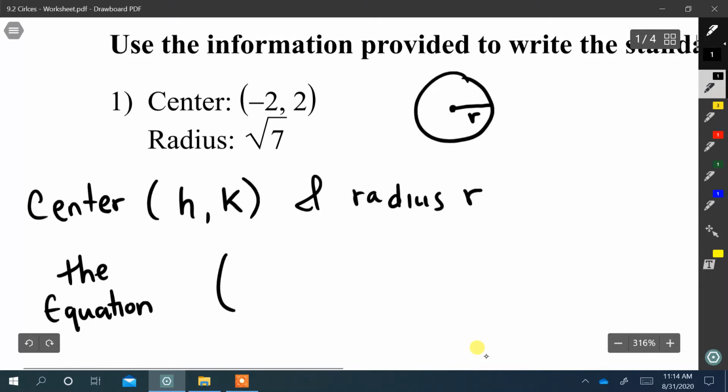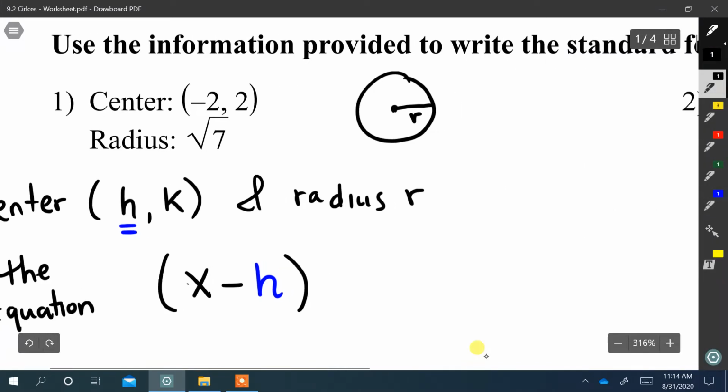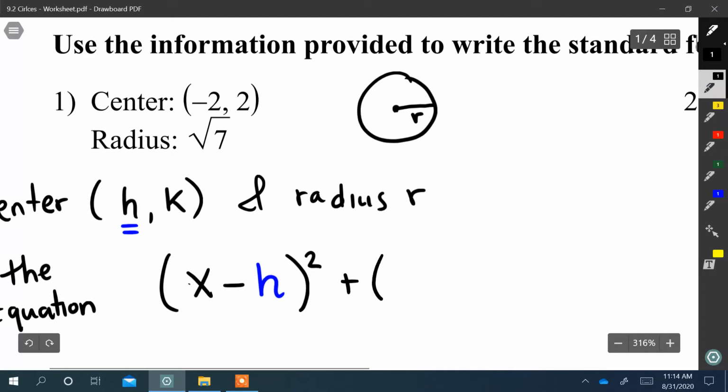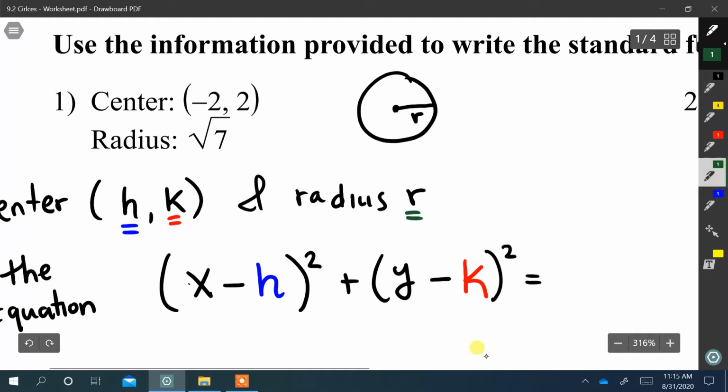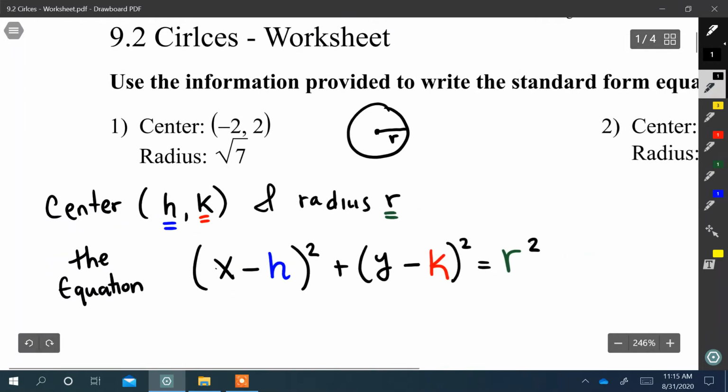It's x minus h, and the h is what changes. The h is this h right here. Squared, plus y minus k, again, I'm going to write k squared. Is equal to r squared. Okay, so that right there is what we call the equation of a circle.